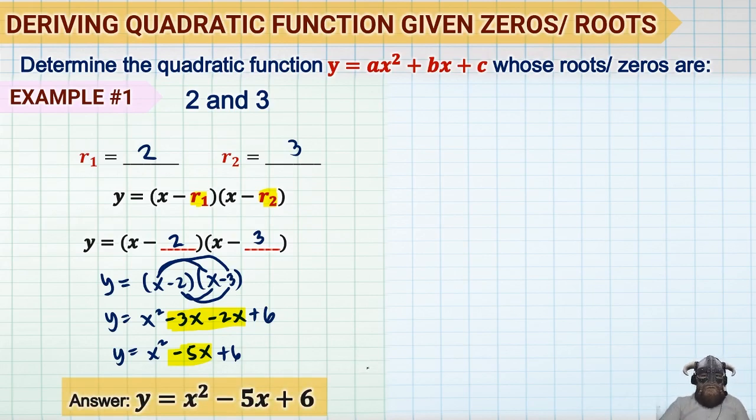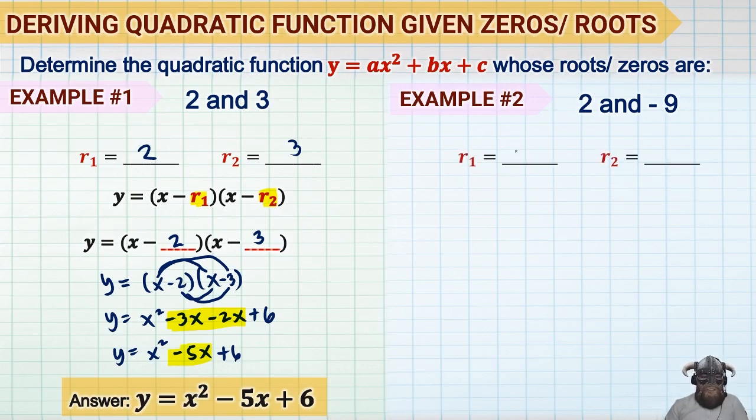Okay, let's continue with this second example. So what if the given roots or zeros will be 2 and negative 9? So we have to follow the same process. So lagay lang ulit natin dito, R1 or the first root is 2, the second root is negative 9. So sulat lang natin dyan.